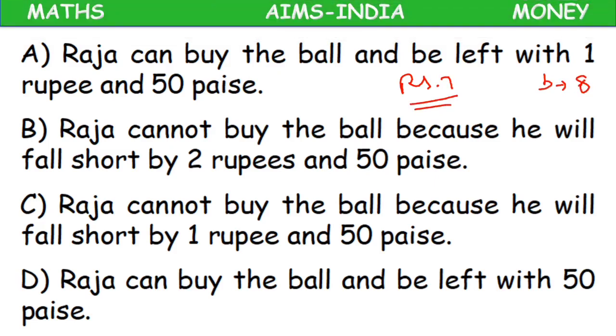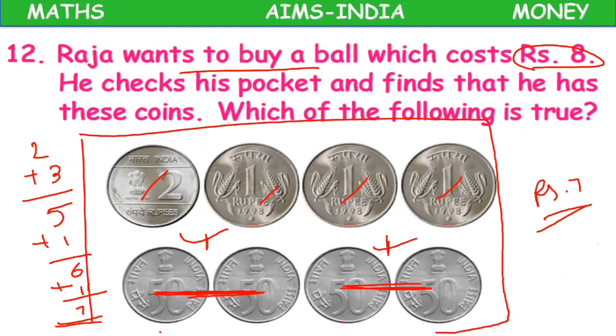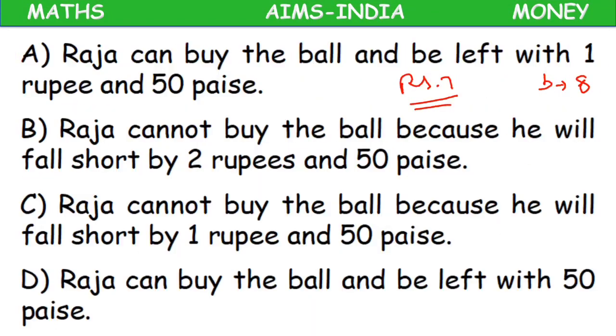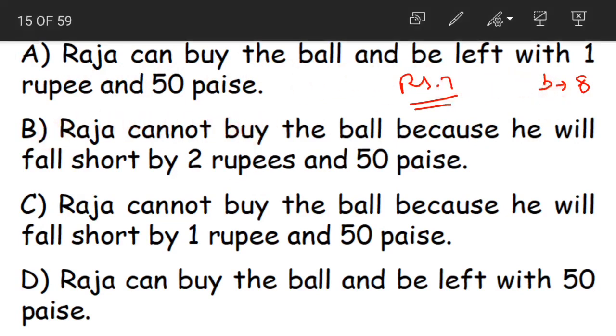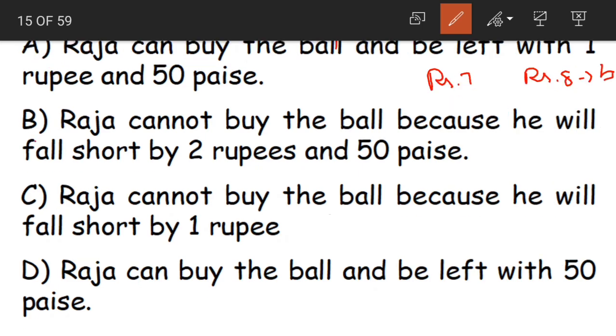Now let us look at the options. We have to find out the statement which is true. Option A, Raja can buy the ball and be left with 1 rupee and 50 paise. See children, the ball is 8 rupees and he has only 7 rupees. Can he buy the ball? No. If you look at option B, Raja cannot buy the ball. Yes, Raja cannot buy the ball. But again, what are they saying? Because he will fall short by 2 rupees and 50 paise.